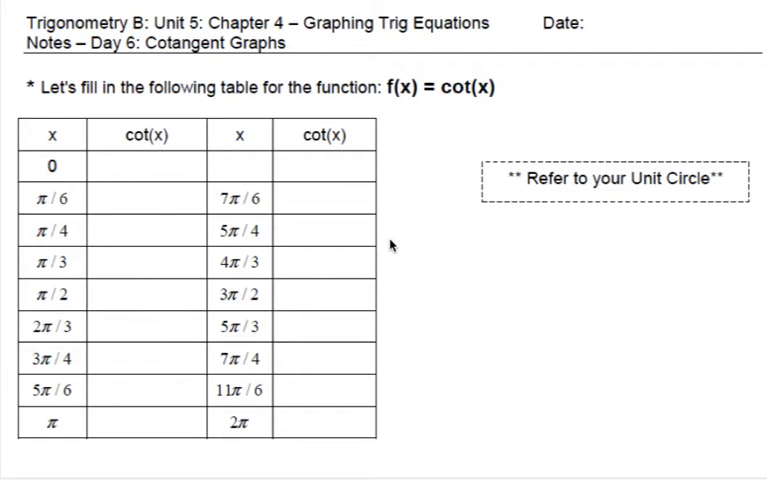So at 0, the tangent of 0 degrees, or 0 pi, is 0. The reciprocal of 0 then, because I really want cotangent, is going to be undefined. Tangent is 0, cotangent is undefined. Continuing around our circle at pi over 6, tangent is root 3 over 3. So cotangent is going to be 3 over root 3, which I'm just going to go straight to decimals. It's about 1.73.